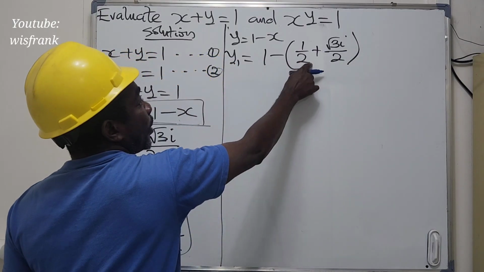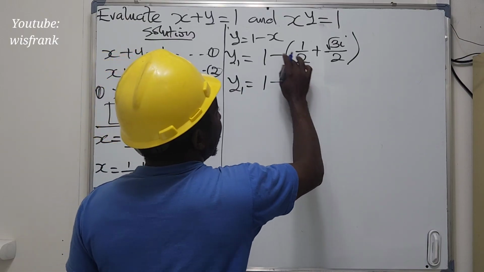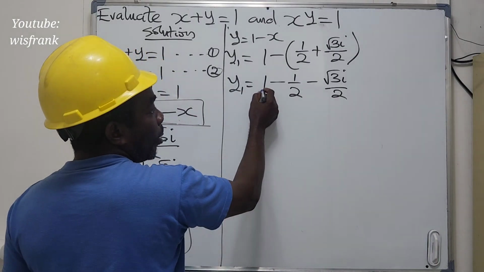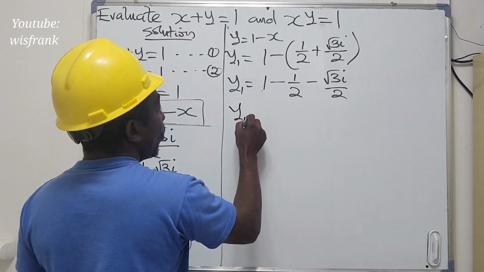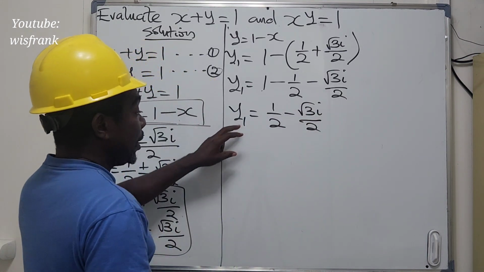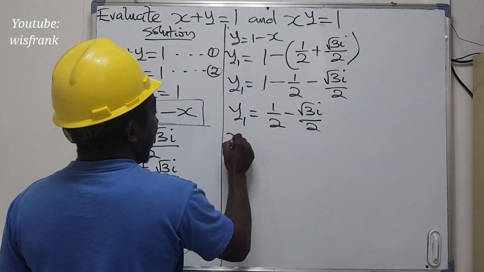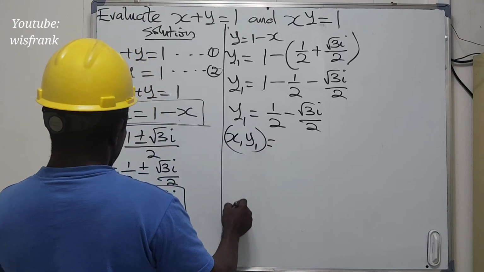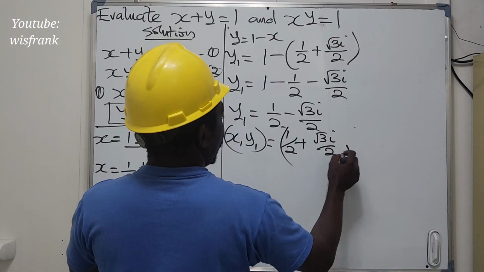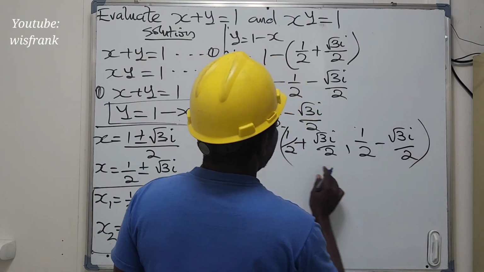So here we need to expand this. We have y1 as 1 minus 1 all over 2, then times minus root 3i all over 2. So 1 minus half gives y1 equals 1 all over 2 minus root 3i all over 2. So this is the value of y1 that we have. So we have x1, y1 equals 1 all over 2 plus root 3i all over 2, and also y1 as 1 all over 2 minus root 3i all over 2. So this is what we have.